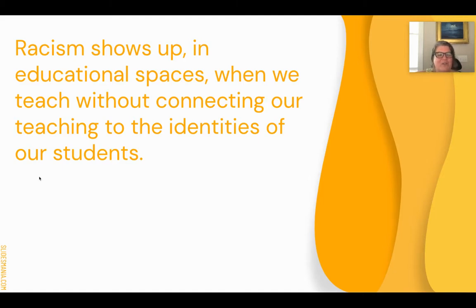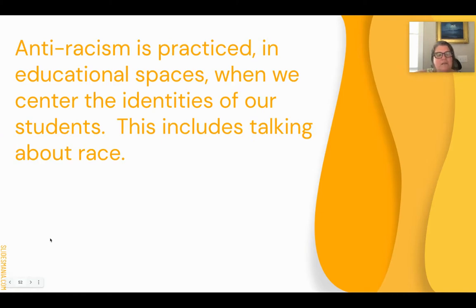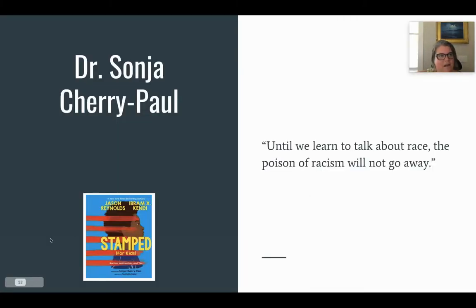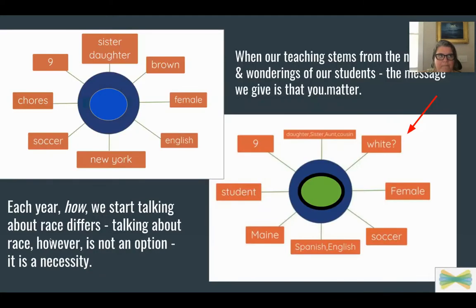So racism shows up in educational spaces when we teach without connecting our teaching to the identity of our students. So anti-racism is practiced in educational spaces when we center the identities of our students. And as anti-racism is active, this includes talking about race. As Dr. Sonja Cherry-Paul tells us in her introductory letter in Stamped for Kids, until we learn to talk about race, the poison of racism will not go away.